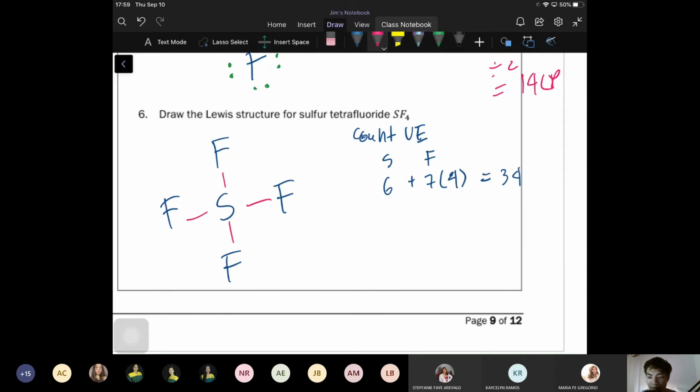Single bonds. So, minus 8 kasi I have 4 bonds, di ba? So, ilan yung 34 minus 8? 26 na. Gagawin ko tong lone pair. 13 lone pairs katumbas niyan. Okay, so I will distribute the 13 lone pairs sa terminal atoms muna. So, tigta-tatlo kada fluorine. Alam niyo na kung bakit. Octet rule. For the terminal atom, they will follow the octet rule no matter what. Yung central atom kahit di na, okay lang yan.